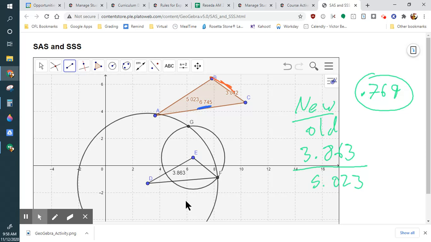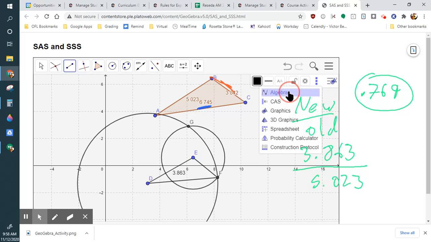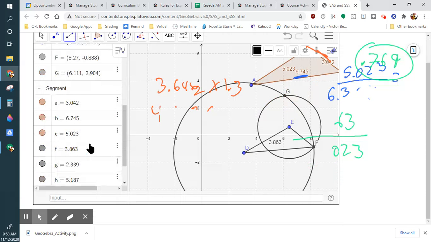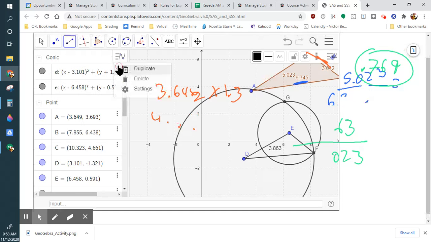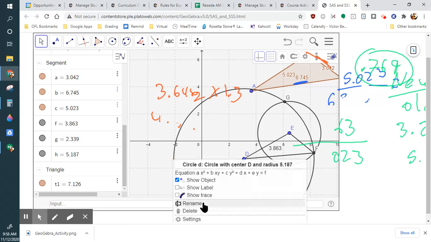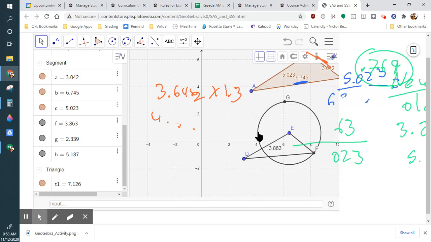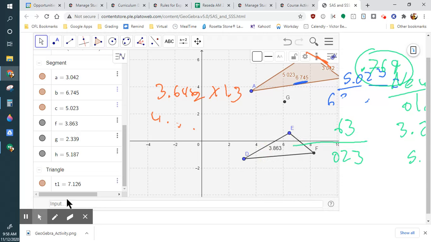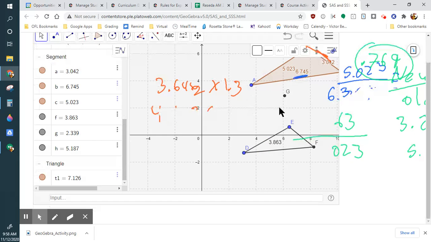So in order for me to not have to worry about these circles, what I'm going to do is use the algebra tool. This lets me see all these. I want to get rid of the circles, so I'm going to go up to conics, and I don't want to see these. Actually, I can just right click them. I don't want to see the circles, so I'm not going to see the circles. This just makes it easier to prove your point. And now what you should have is these two should be similar.